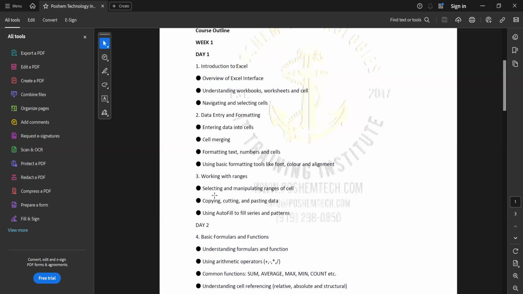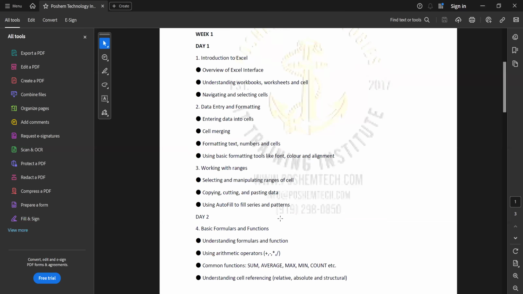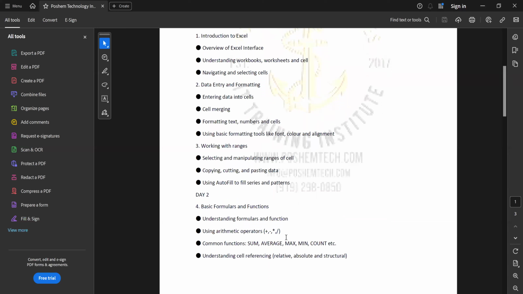Using basic formatting tools, font, color, and alignment, working with ranges. Select and manipulate ranges of cells. Copying, cutting, and pasting, we did that, but we didn't do this, and we didn't do this. So we're going to do this and this. Then we're also going to go into functions.